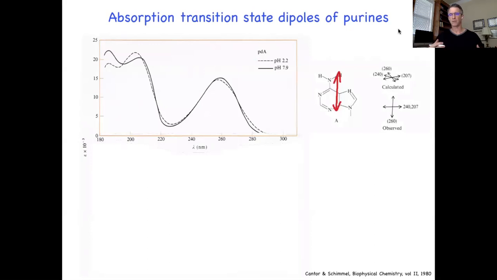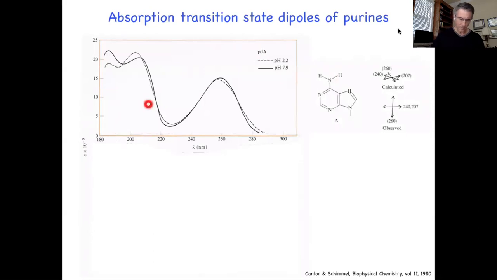The light is absorbed and the electrons in those pi bonding orbitals get kicked up into that excited state. The dipole that results has a particular orientation, and it's oriented that way across the molecule.